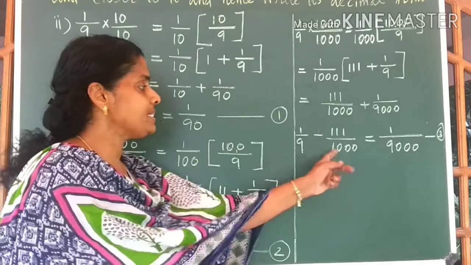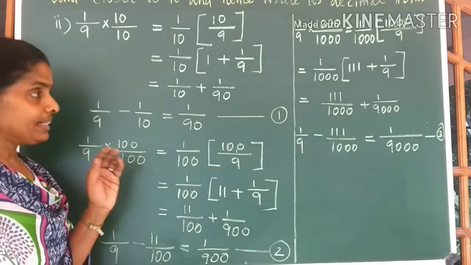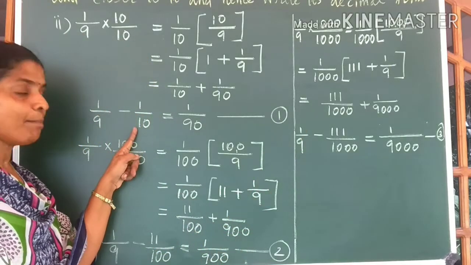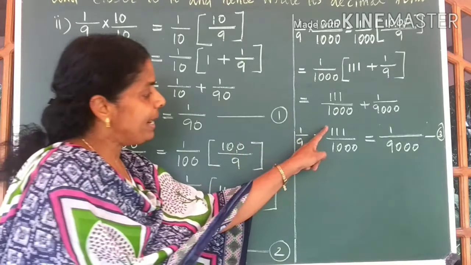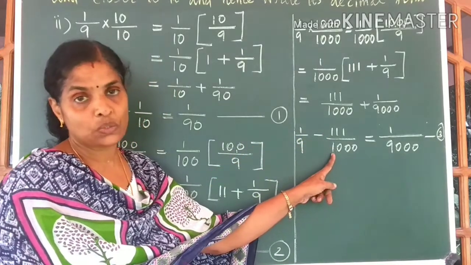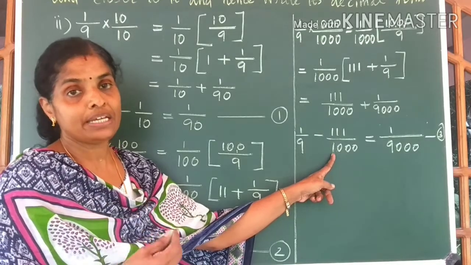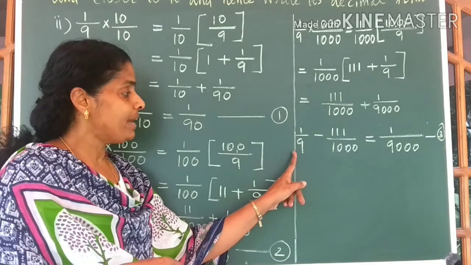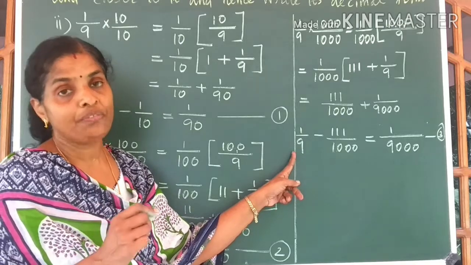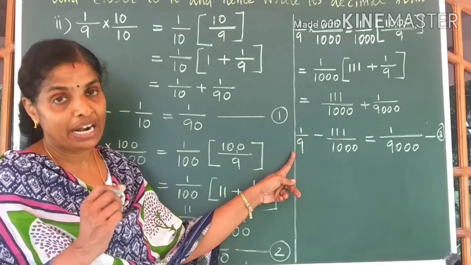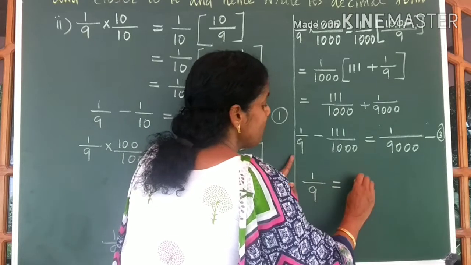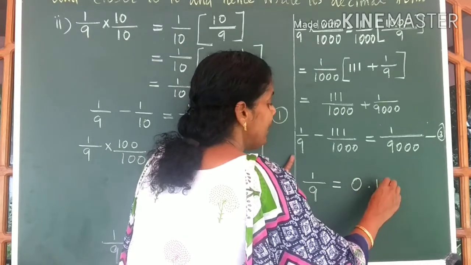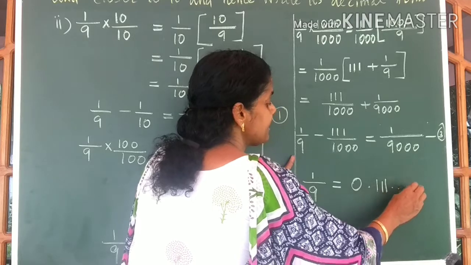From these three steps, what did you understand? The numbers 1 by 10, 11 by 100, 111 by 1000 get closer and closer to the fraction 1 by 9. So we can write the decimal form of 1 by 9 as 1 by 9 is equal to 0.111, etc.